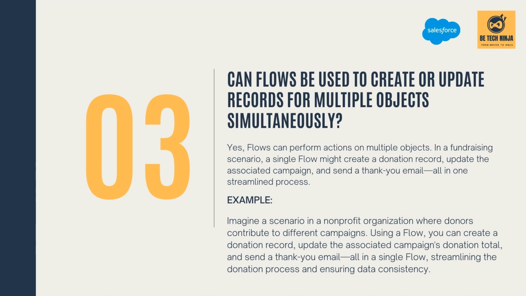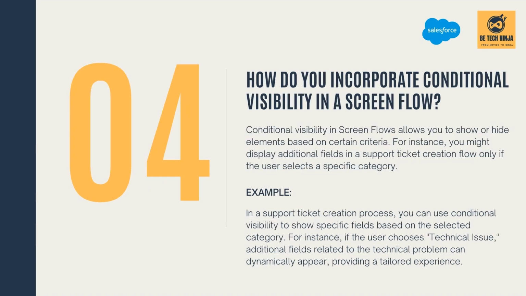For example, imagine a scenario in a nonprofit organization where donors contribute to different campaigns. Using a flow, you can create a donation record, update the associated campaign's donation total, and send a thank you email, all in a single flow, streamlining the donation process and ensuring data consistency. Conditional visibility is crucial for tailoring user experiences. The next question is based on the support for the conditional visibility in a screen flow.